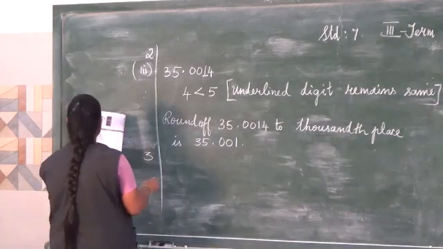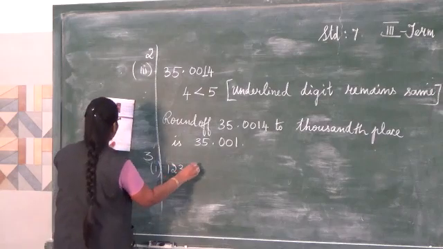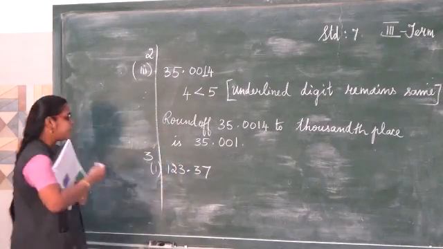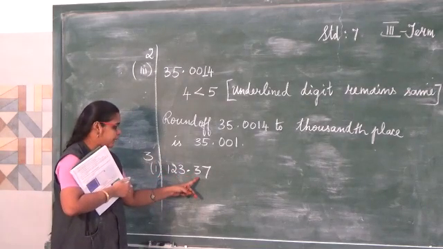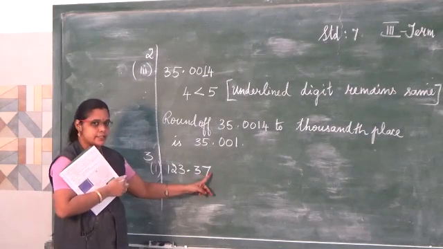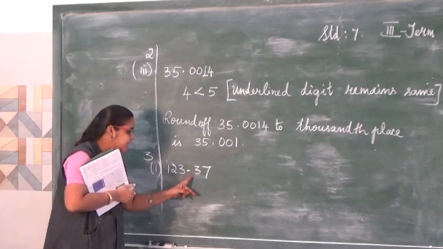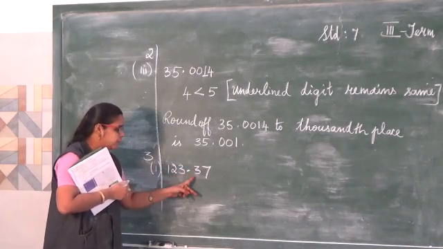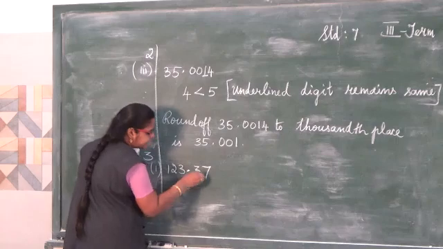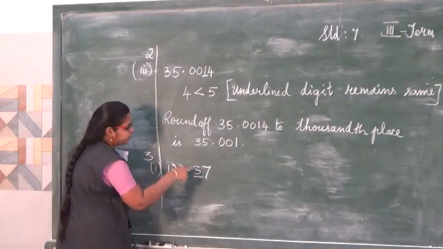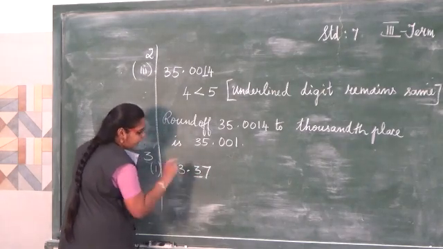Okay. First thing, 123.37. After the decimal point, the answer should have only 1 decimal digit. Here 2 digits are there, we need only 1 digit. So we have to take the 10th place alone. We underline the 10th place alone. After underlining this, we have to take the right side of the underlined digit.